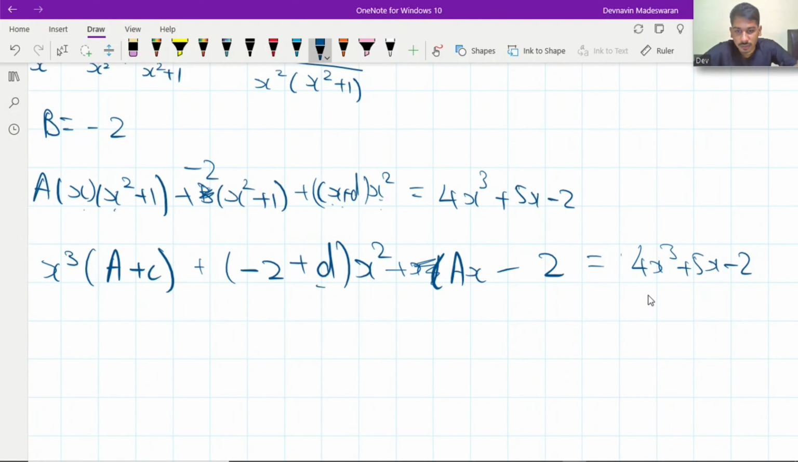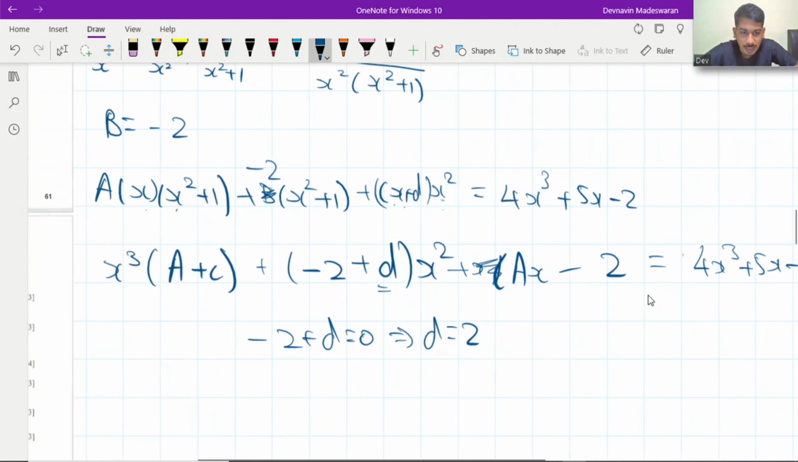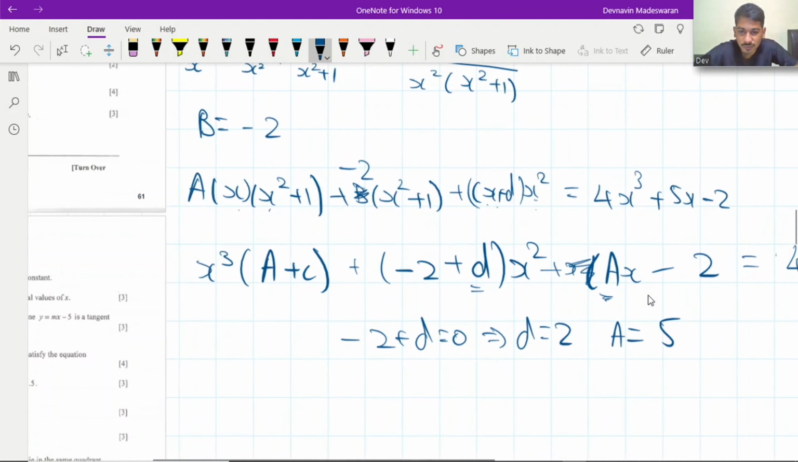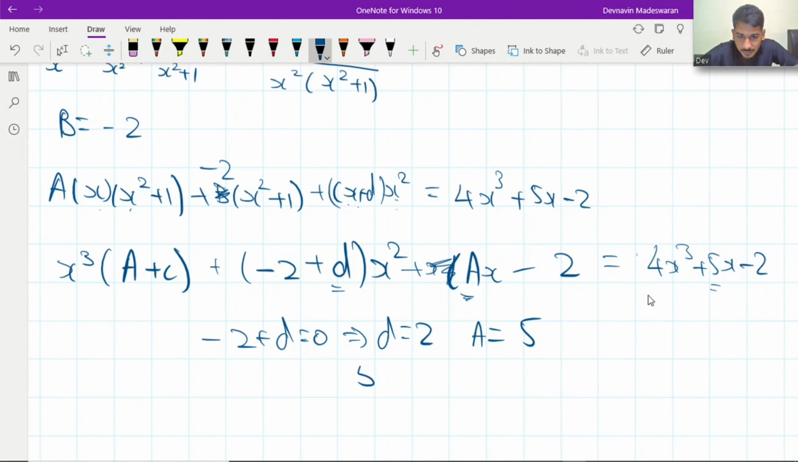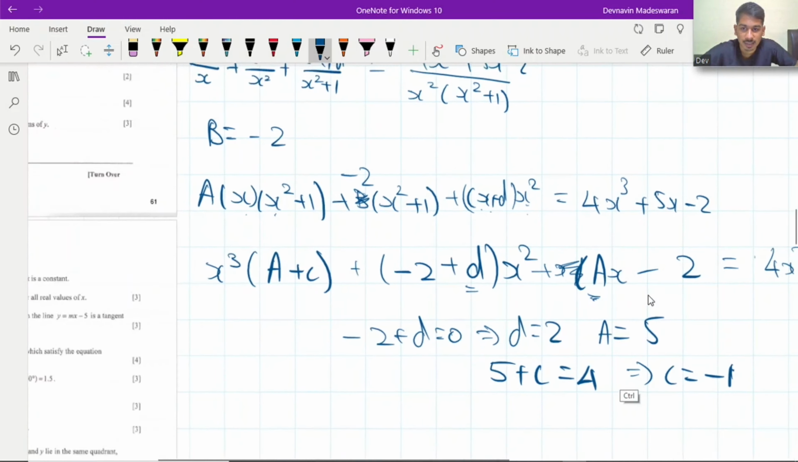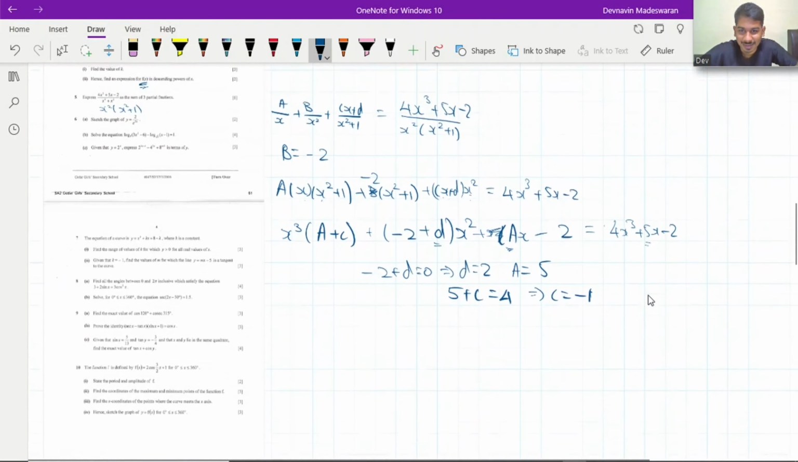Now look, we know there's no x squared term, right? So that means negative 2 plus d should equal 0. That means d is equal to 2. As for the A, A is 5 because this is the only thing that's there. So for c, we have 5 plus c is equal to 4. That means c is equal to negative 1. So we have A, B, c and d. We are done. We have done it well. Okay, so let me write it down.